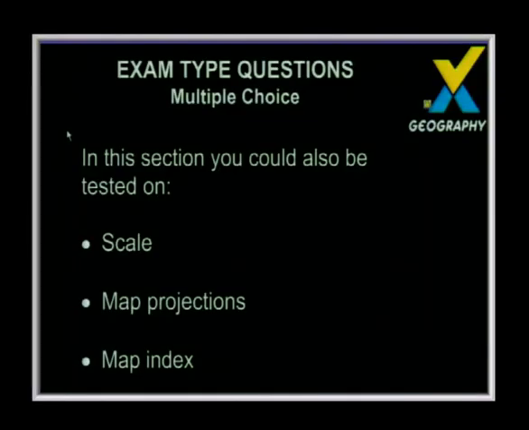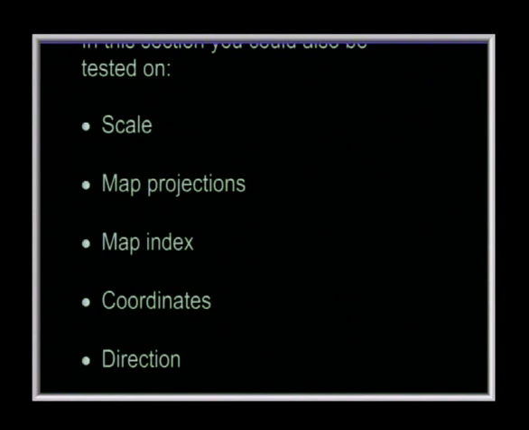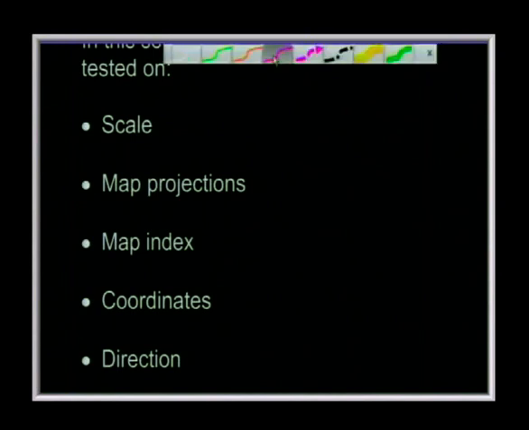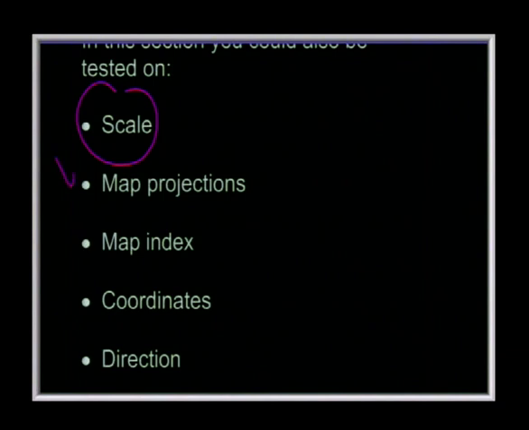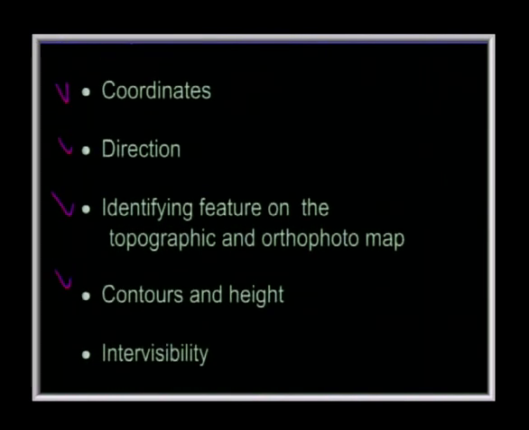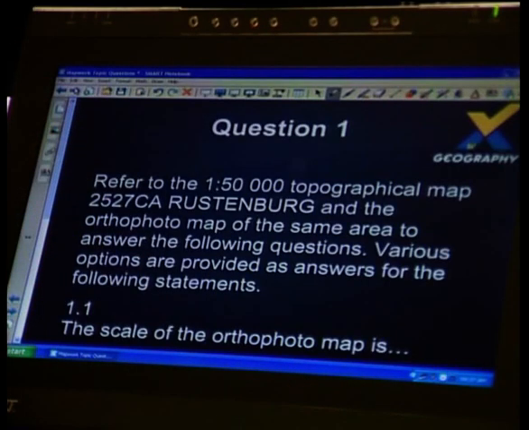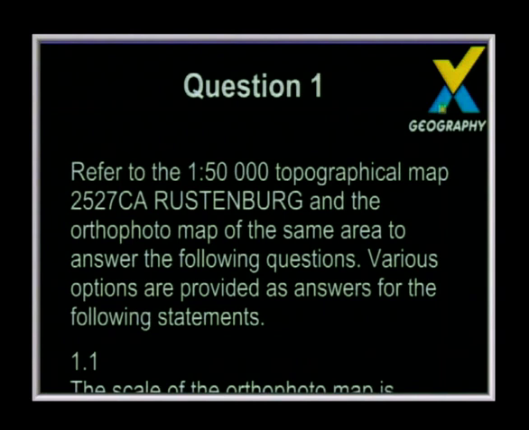Right, so in this section here, generally, you could be tested on things like scale, map projections, map index, coordinates, direction, identifying features on a topographic or orthophoto map, contours, intervisibility. These are the sort of common sections that can come out. But please note, you can get tested on the other sections also. Let's look at a few examples of some of the multiple choice questions.